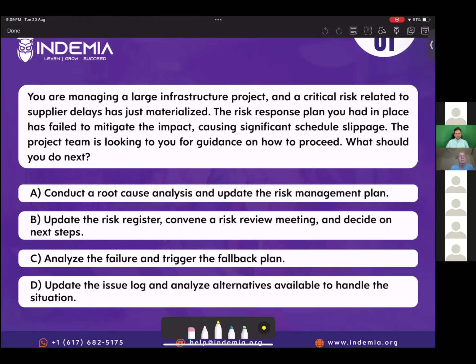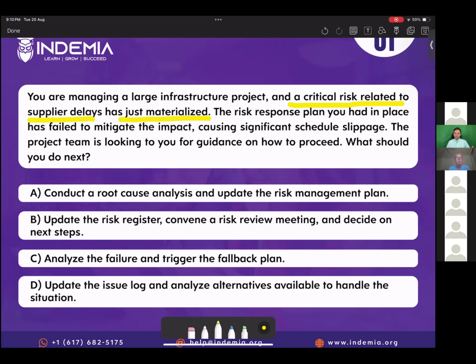So let's read the question. It says you're managing a large infrastructure project and a critical risk related to supplier delays has just materialized. So remember, we update the issue log when something that occurred was not a risk before, meaning it was not documented. If an unknown risk materializes, then we update the issue log. Here it says a critical risk related to supplier delay, which means it was already identified.